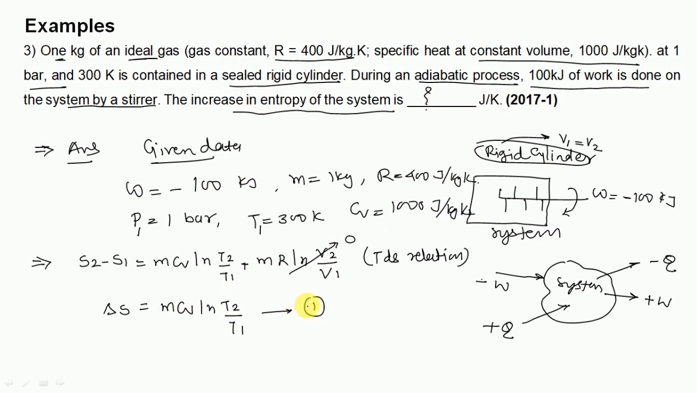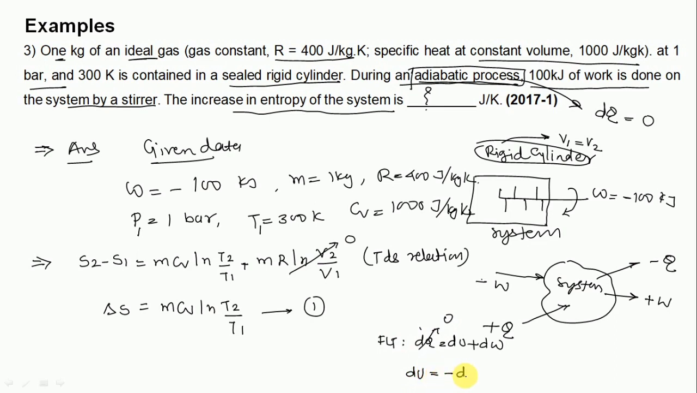So let's check. We need to use the first law of thermodynamics: dq is equals to du plus dw. But here you can see the adiabatic process is carried out. When the adiabatic process is carried out, the heat transfer becomes 0. So for the adiabatic process, dq becomes 0. Change in heat or heat transfer is 0. So your equation becomes du is equals to minus dw.